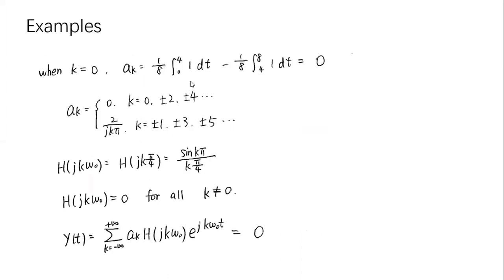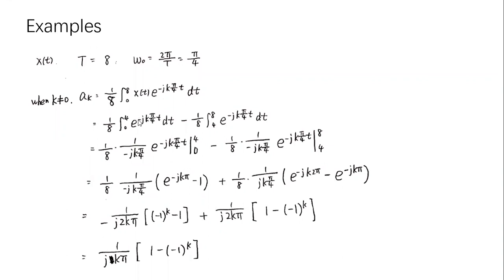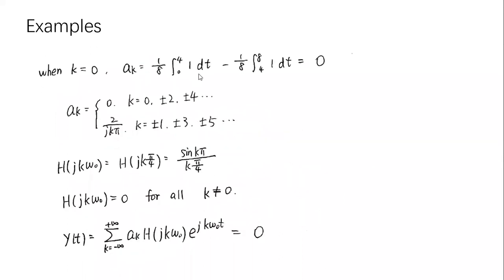So when k is equal to 0, the exponential is equal to exponential 0, it is 1. And this is also one. So the integral of a constant is just the constant times the length of the range of the integral. So this part is 4 divided by 8, which is 1/2, and this part is also 4 divided by 8, also 1/2. So a0 is 0.